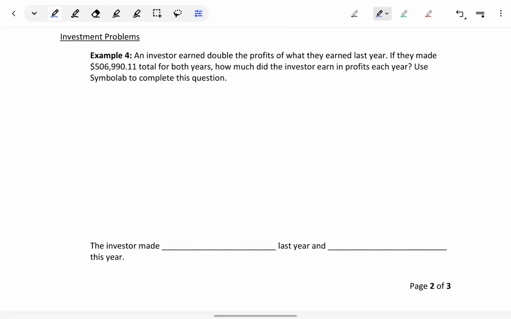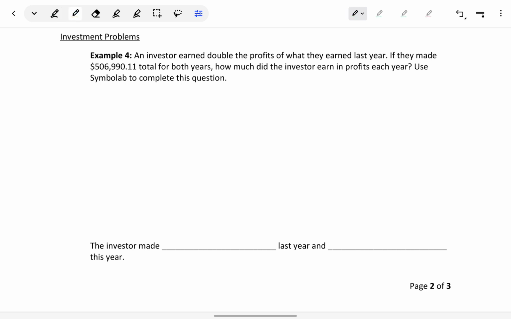The last two examples we'll take a look at deal with investment problems. In example 4, an investor earned double the profits of what they'd earned last year. If they made $506,990.11 total for both years, how much did the investor earn in profits each year?